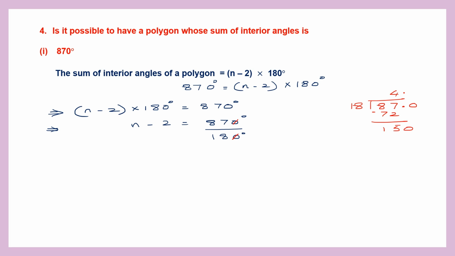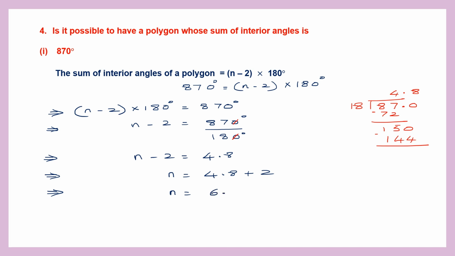So I can say 18 into 8 is 144. Now this will continue. So what do I have here? I have n minus 2 is equal to 4.8. Let me leave it at 4.8. If I have to find the value of n, I will say 4.8 plus 2. That means n is equal to 6.8.